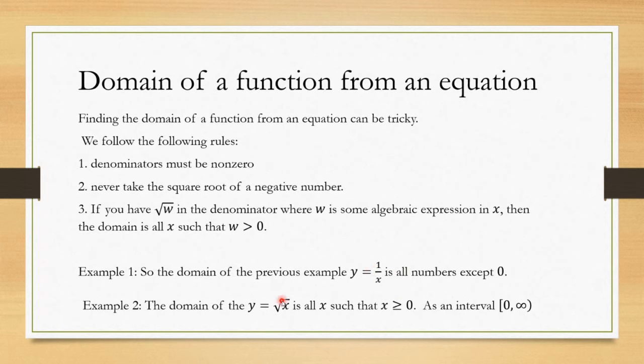Here we have the square root. Now here it's not in the denominator of anything. So all we want is all x such that x is non-negative. We're taking the square root of x here. All x such that x is non-negative.